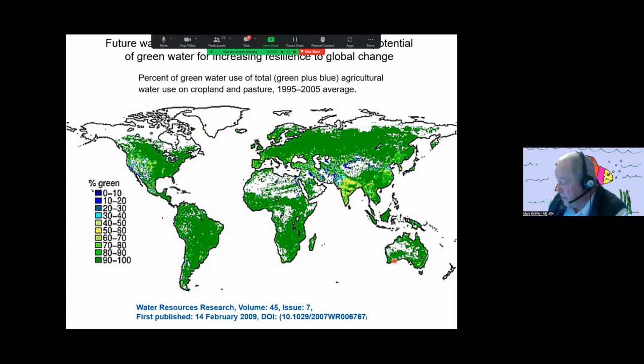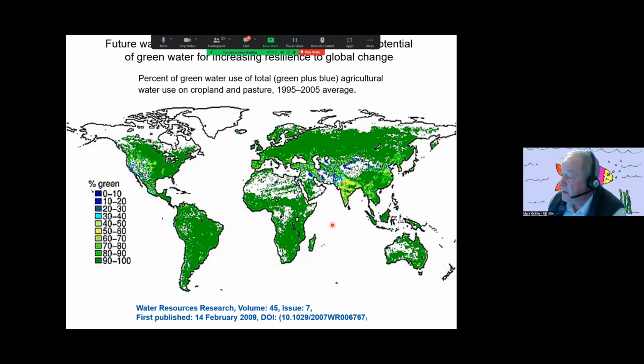I believe this is from Rockstrom. I don't have it down here, but this is a global map of all the green water that's available. This is not water that mankind can extract and use for its own purposes. This is available towards resiliency for biomes, including agricultural green water, where you're not using artificial irrigation.